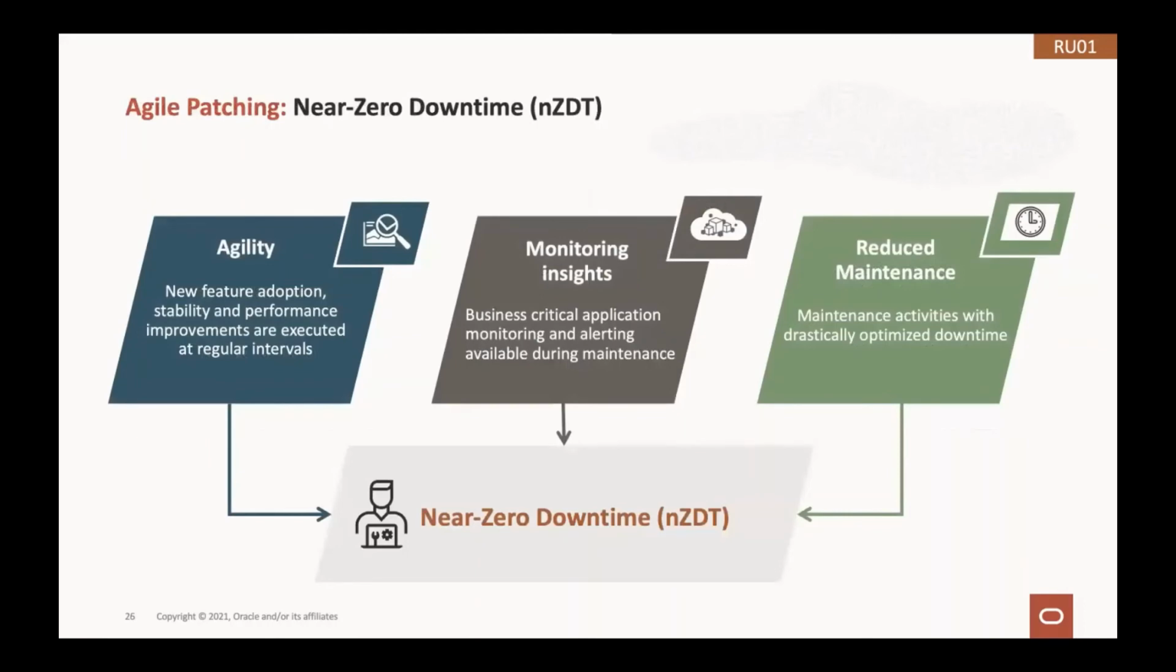This zero downtime patching, which will come in the first RU of 13.5, will give customers the ability to get monitoring insights while they are doing the planned maintenance. It also gives customers greater agility to take the new features, because in RUs we will be shipping new features, bug fixes, stability, and also the PSR fixes. Customers can uptake those as and when they want. And the overall window is also reduced with zero downtime patching.